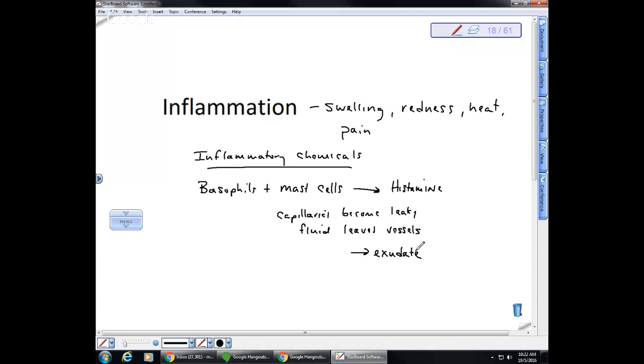And it has important things in it. It has clotting factors. It also has platelets, right? And then it also has other chemicals that can lead to more production of this leakiness, and then also the production of pain.